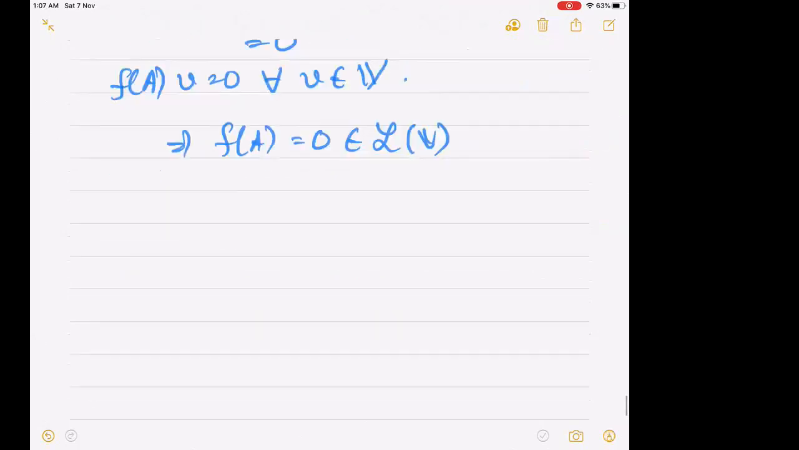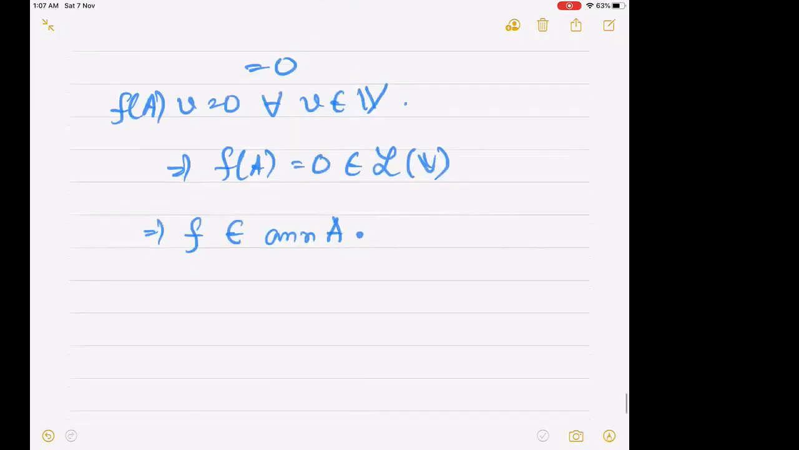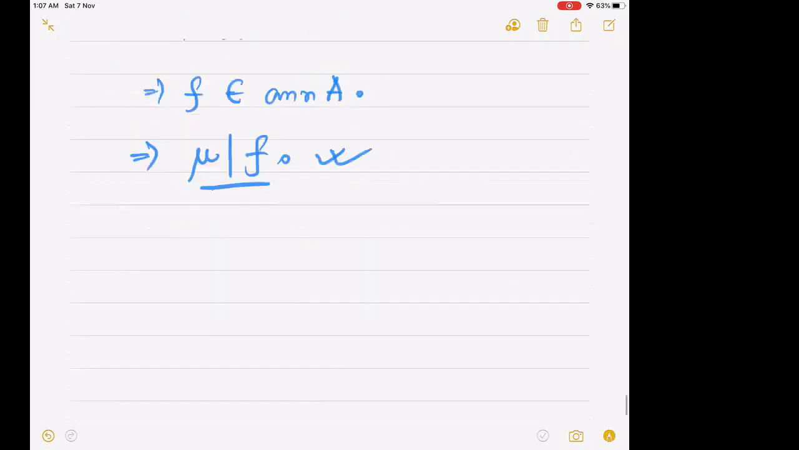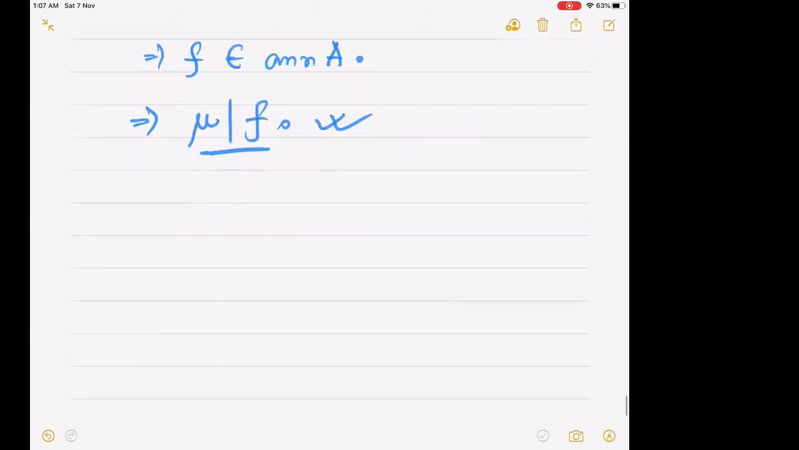But if f(A) is the 0 operator, then that means f belongs to the annihilator of A. But if it is in the annihilator of A, then that means mu must divide f, right? So this is one direction. For the other direction, we have to show that f must divide mu, right? Now why is that so?